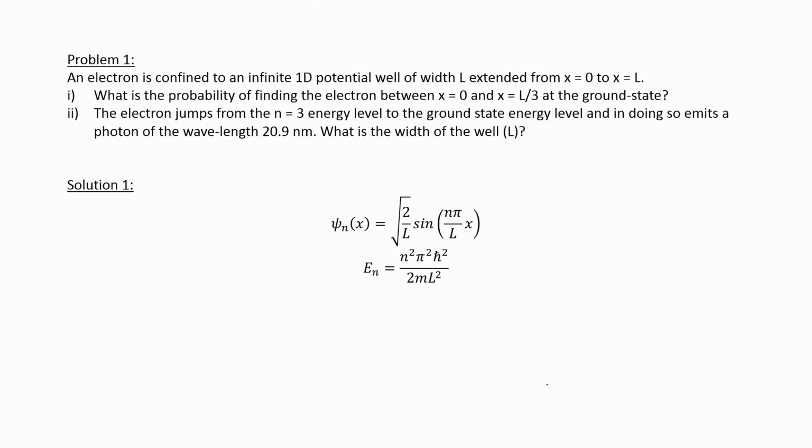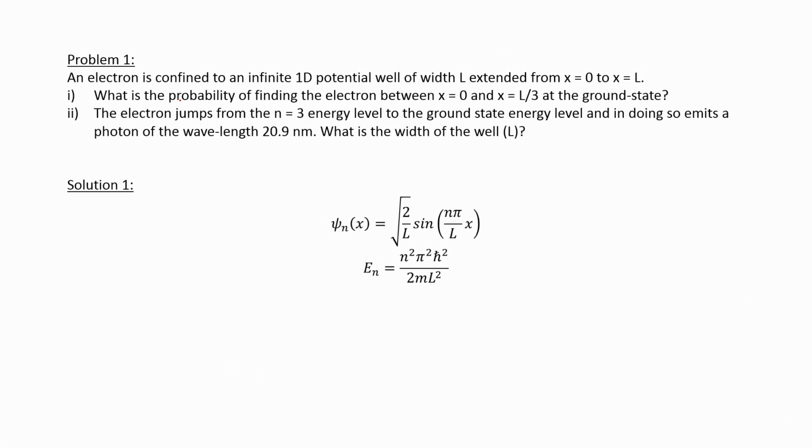This is from quantum mechanics. The problem states that an electron is confined to an infinite 1D potential well of width L extended from x equal to 0 to x equal to L. First, you have to find the probability of finding the electron between x equal to 0 and x equal to L by 3 at the ground state. Second, if the electron jumps from the n equal to 3 energy level to the ground state energy level, and in doing so it emits a photon of wavelength 20.9 nanometer, then what will be the width of the well.